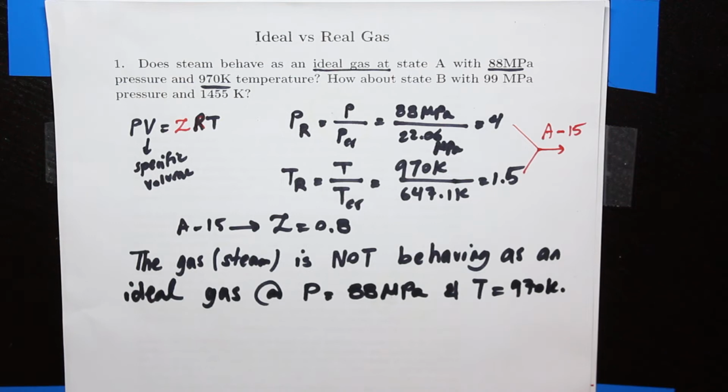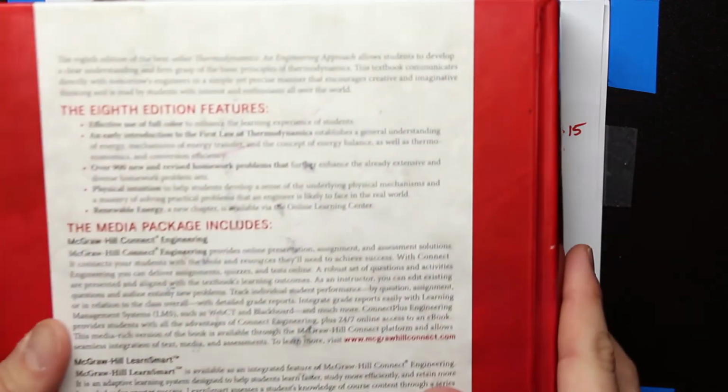how close should we be to 1 to say that the gas is behaving ideally? That's a really good question. To answer it, I would refer you to this figure A15. This line I'm pointing at is Z equal to 1. So this is Z equal to 1.